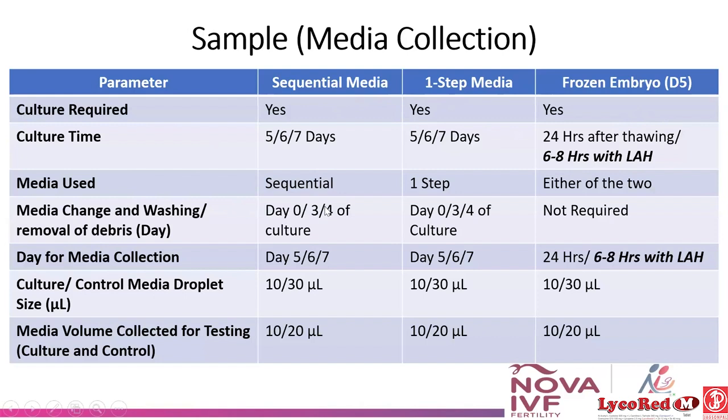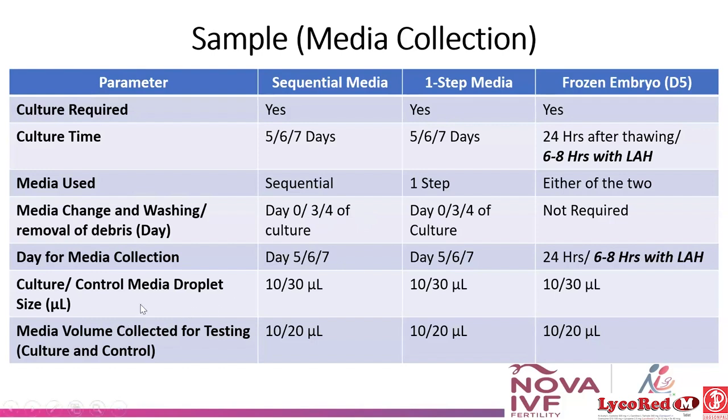Media change and washing are very important, because here the main culprit is the maternal DNA. So when we do ICSI, before doing ICSI we definitely have the habit of denuding the oocyte. But in this case, we have to clearly wash the oocyte on day 0 to remove as much of the cumulus as possible. After that, when we are transferring to a single droplet on day 3 or day 4, again we have to wash all the embryos to remove all the debris or cumulus. The day of media collection depends on your genetic lab.